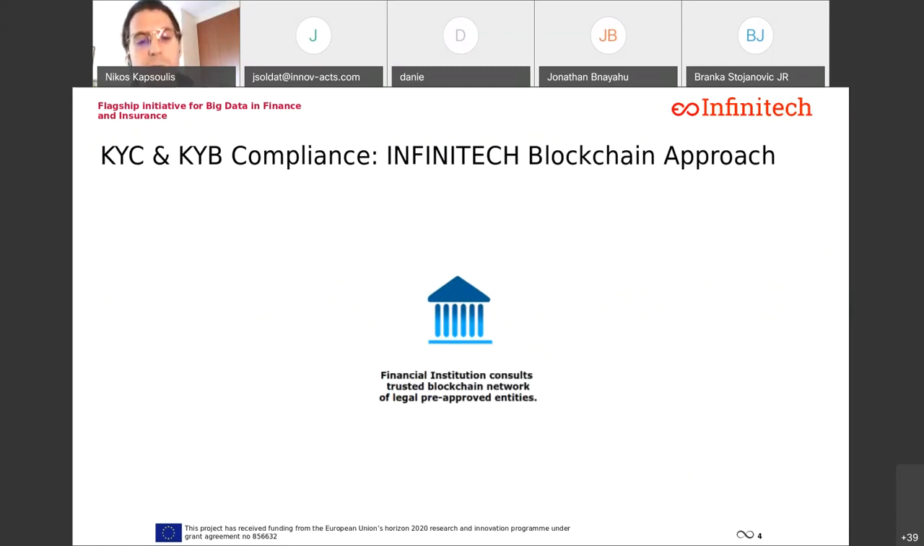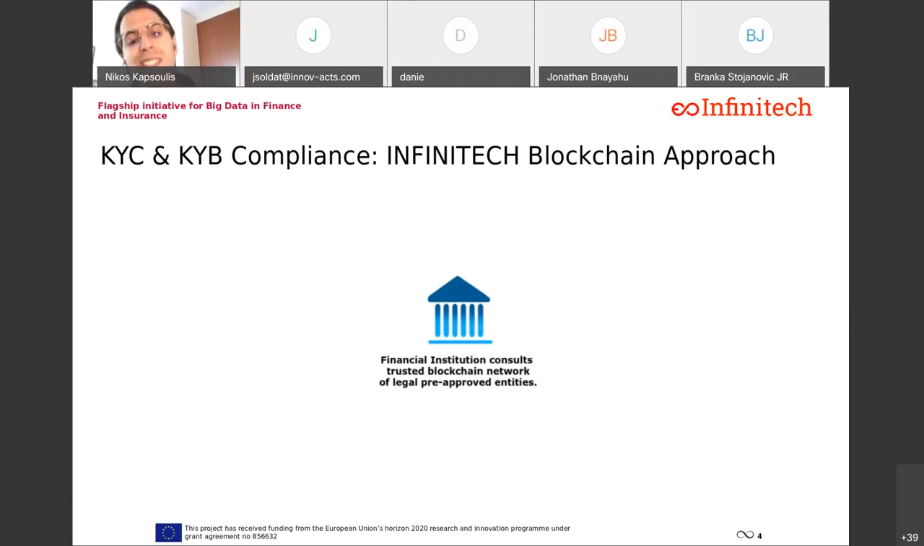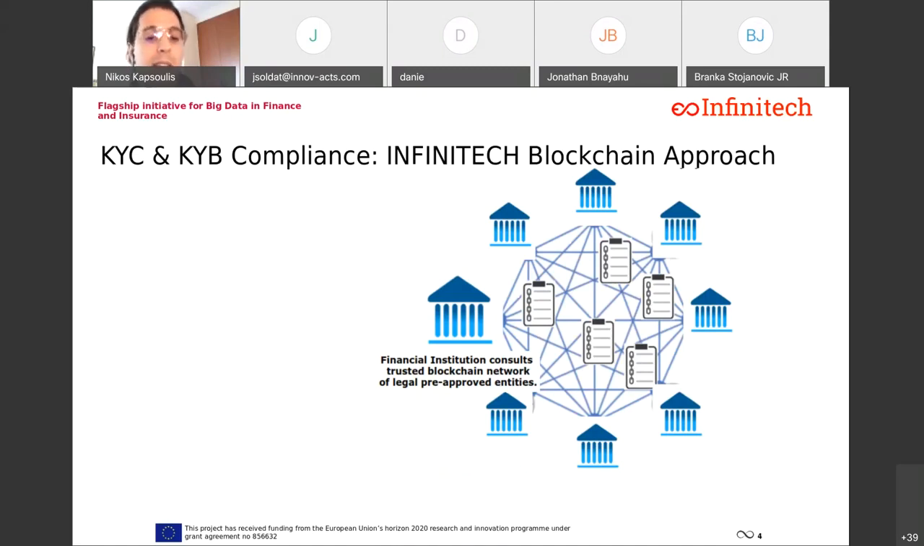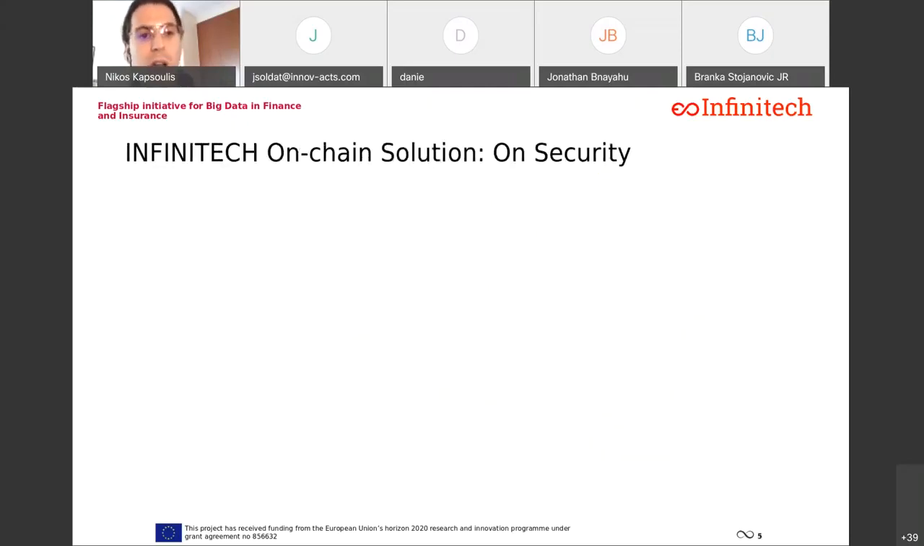So we have the institution again, of course, and this time the institution that the client approaches consults an entire trusted network. And what does this mean? The entire blockchain network has participants that are pre-approved and legal. There's no malicious party that will alter data. Otherwise, it is not admitted inside the network. So the data is decentralized in this way, that is distributed and replicated among all the legal participants. And of course, the last step, the verification happens again and the client is onboarded. So in a nutshell, this is how we approach the KYC KYB problem.